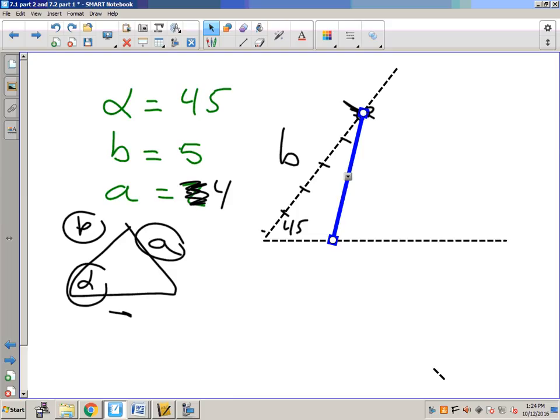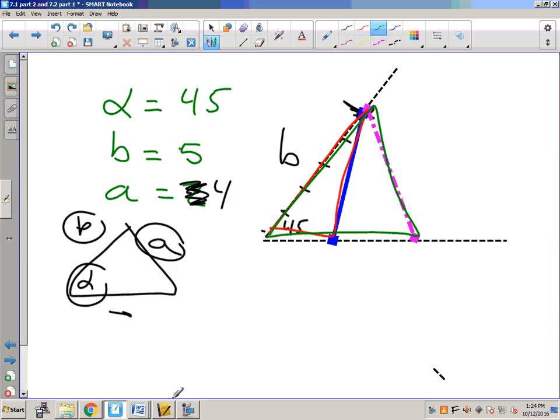But here's the problem. Couldn't I also do that? You see what I'm saying? They hit it at 2 spots. It would hit it in 2 spots. Which means, in this case, I've got 2 possibilities. I've got 2 possible triangles, one of them smaller than the other one.